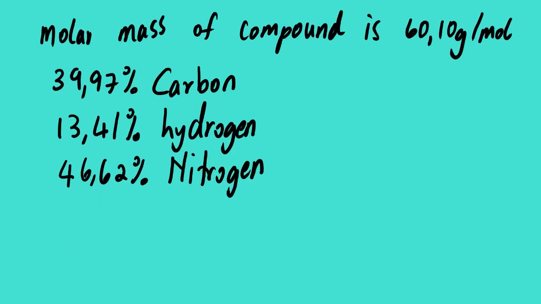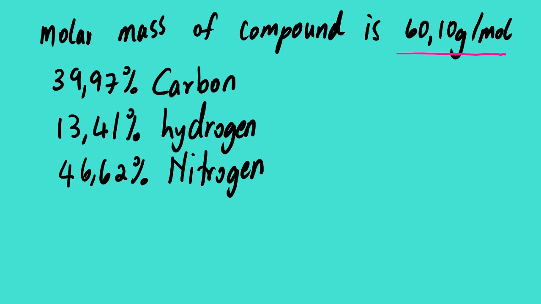Let's say we are given this information. The molar mass of the compound is 60.10 grams per mole. You should take note that this is the molar mass of the compound, not the empirical formula. It's the molar mass of the molecular formula.